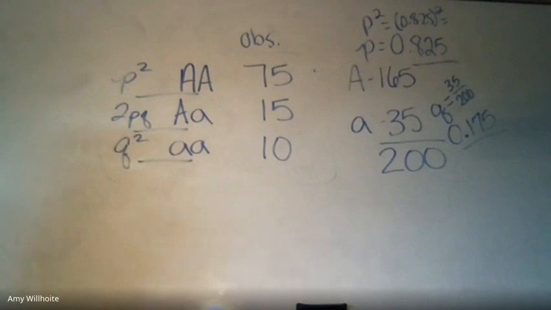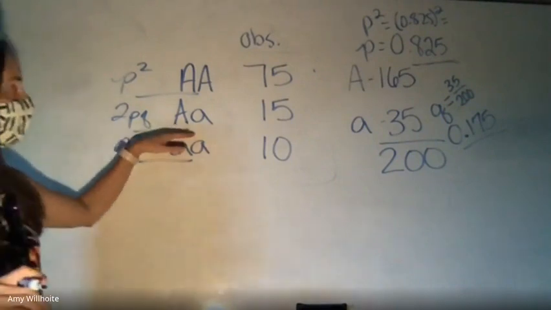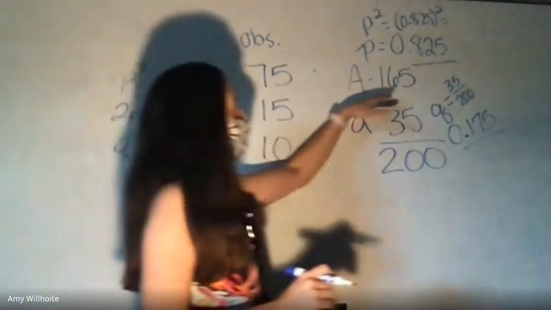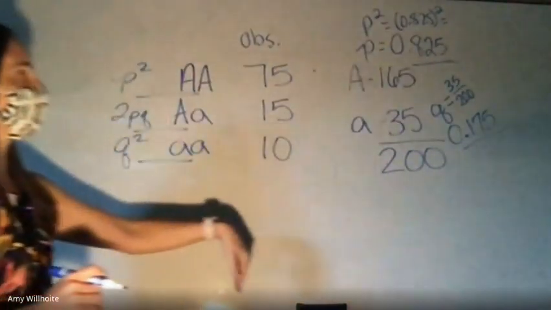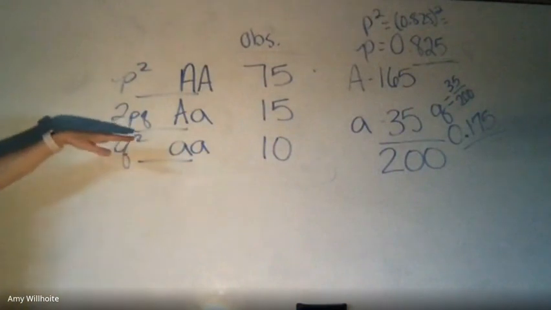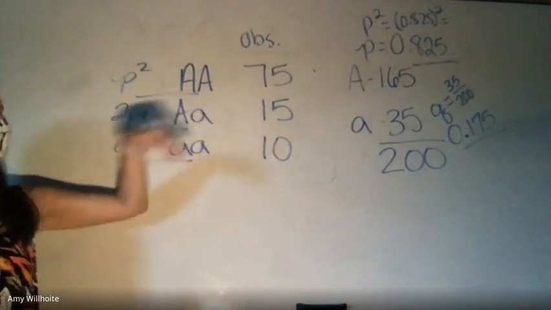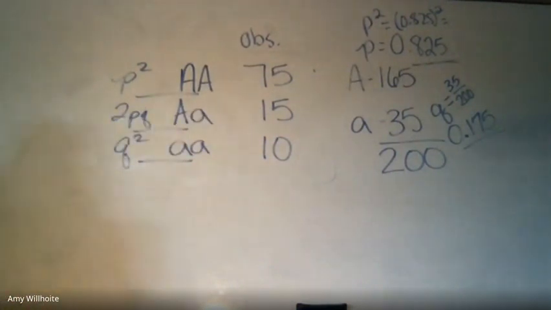And then you do the same thing for your heterozygous one. You figure out what you should have got if you did 2 times P times Q. What should I have gotten? Then you run your observed minus expected squared, and you get a value for that.